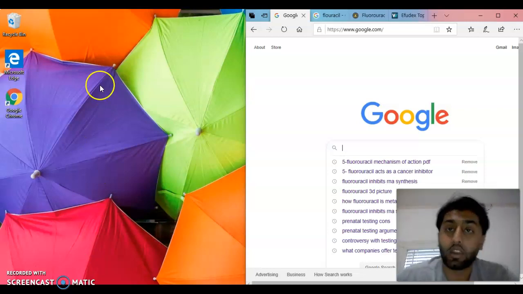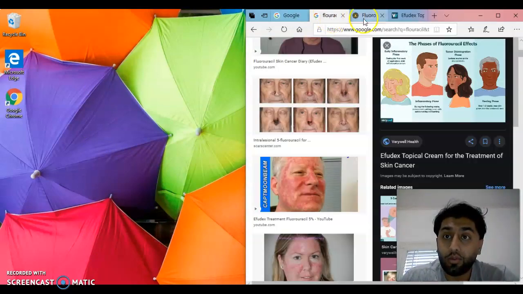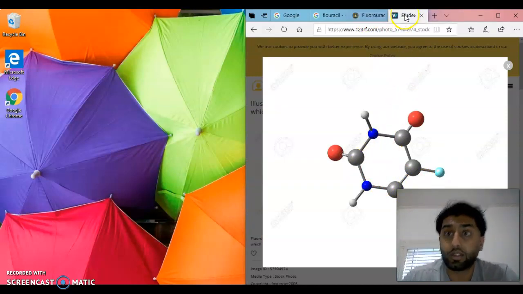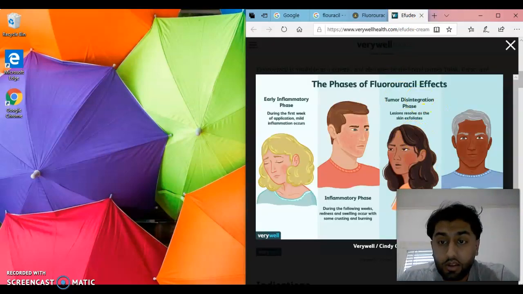I also want to show a picture of fluorouracil and its effects. This is the 3D figure of the fluorouracil structure. Well, it's not really 3D, but a figure of the structure. And this is a little picture I found on the internet. It shows the phases of fluorouracil effects, beginning with the early inflammatory phase.